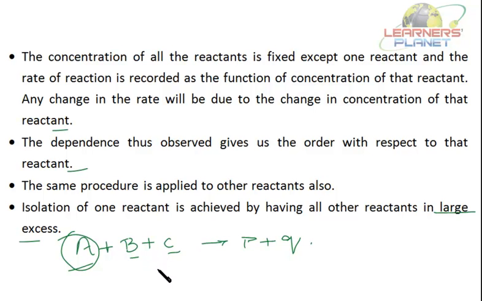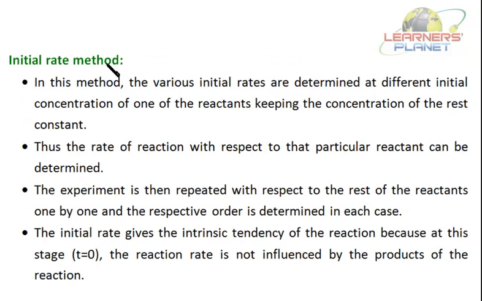Now let's take up the initial rate method. In this method, the various initial rates are determined at different initial concentrations of one of the reactants, keeping the concentration of the rest constant. Say if there are 2 or more reactants, then the initial rates are measured. Initial rates means the rate just at the start of the reaction is measured. Right? Now the initial rates are measured at different initial concentrations of one reactant.